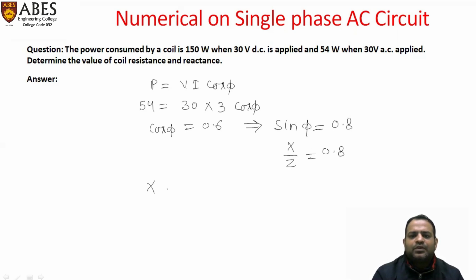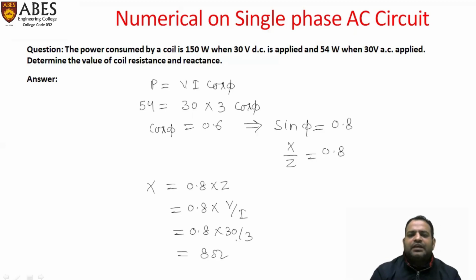So X is equal to 0.8 into Z. And what is Z? Z is V by I, the voltage operating in the AC circuit and the current taken by the circuit. So 0.8 into voltage 30 over current 3 ampere, and again we get the same result, 8 ohm. In such a way, we find the resistance and reactance of the circuit.